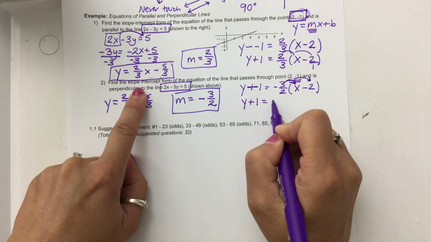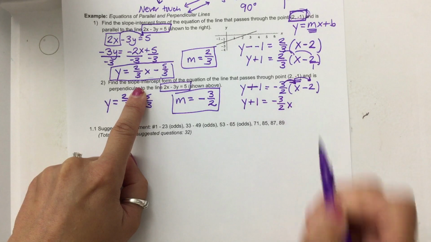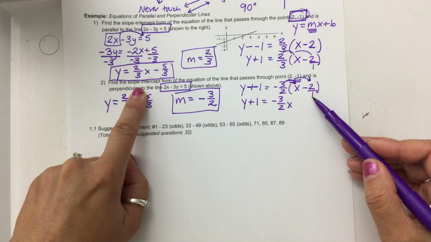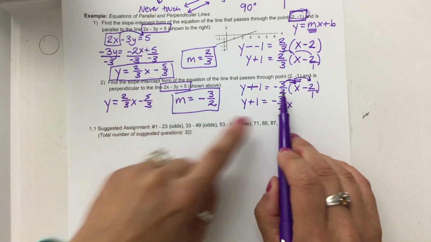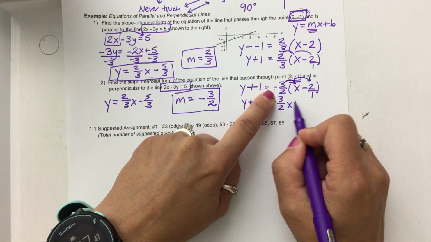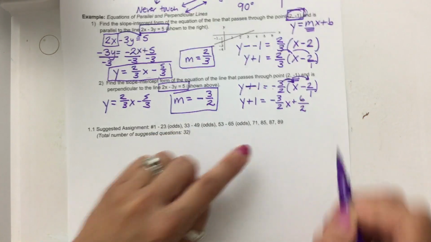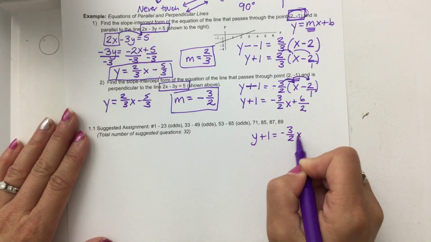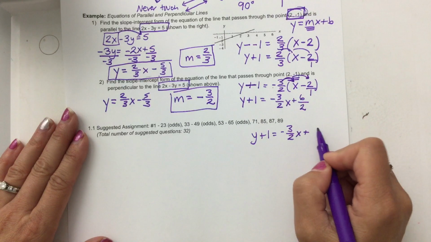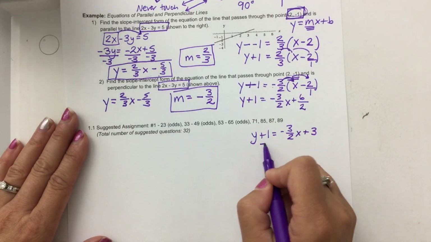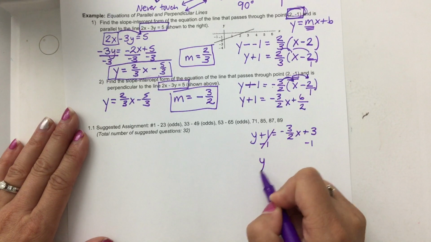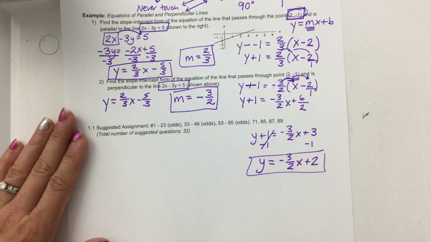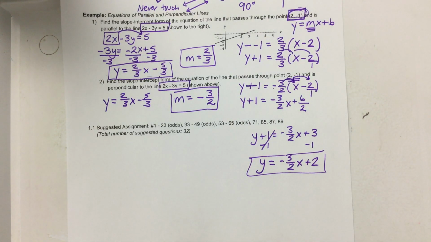So y plus 1 equals negative 3/2 times x is negative 3/2 x. Again, when I'm multiplying fractions, I'm going to put a 1 under here because it's top times top, bottom times bottom. Negative 3 times negative 2, that's positive 6. Bottom, 2 times 1 is 2. Hey, 6 over 2, I can go ahead and write that as a whole number because 6 divided by 2 is 3. Last step, I want y by itself, so I'm going to minus 1 over. So y equals negative 3 halves x plus 2. And that is section 1.1.